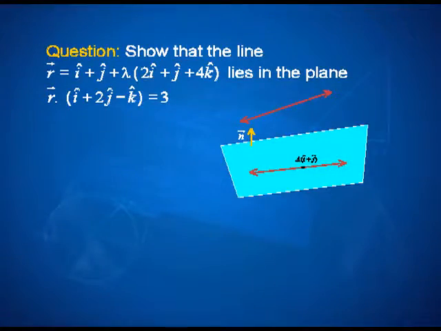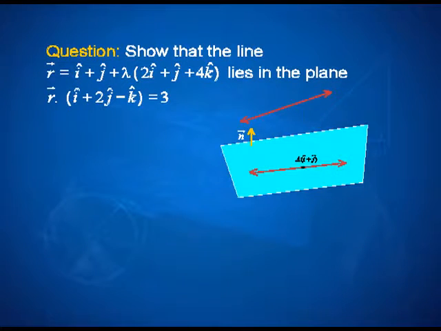We have here another question for you, and the question says, show that the line given by the equation vector r is equal to i cap plus j cap plus lambda times (2i cap plus j cap plus 4k cap) lies in the plane r dot (i cap plus 2j cap minus k cap) equal to 3.